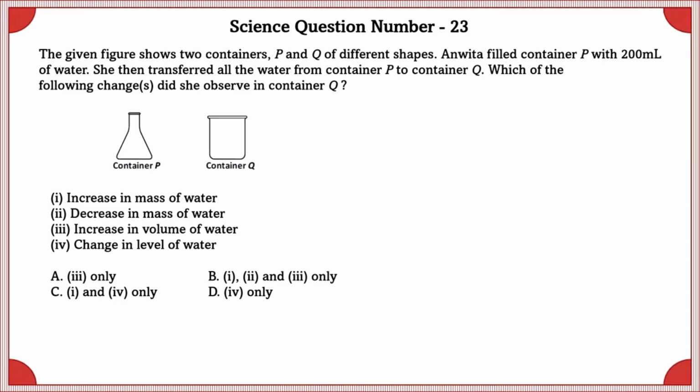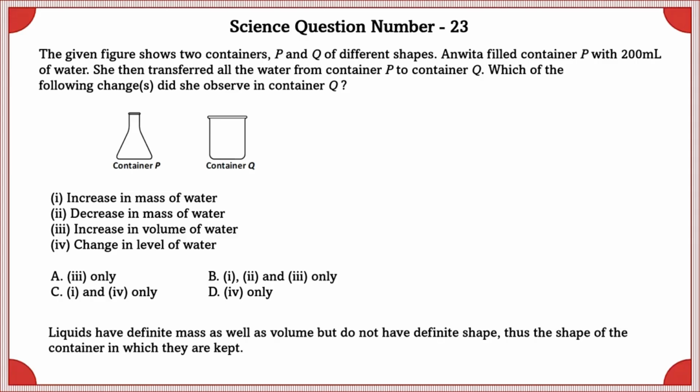Science question number 23. The given figure shows two containers P and Q of different shapes. Anvita filled container P with 200 ml of water. She then transferred all the water from container P to container Q. Which of the following changes did she observe in the container? Liquids have definite mass as well as volume, but do not have definite shape. Thus, they take the shape of the container in which they are kept. So, according to this, only the fourth option is the correct option.